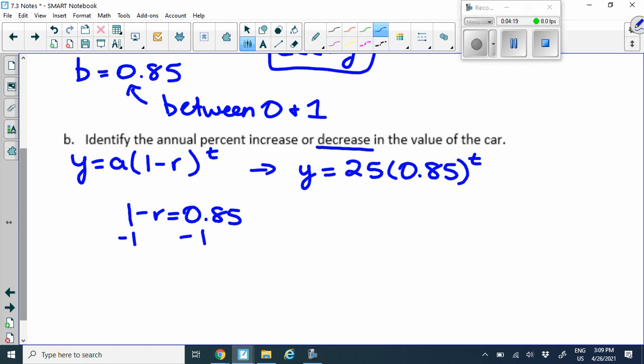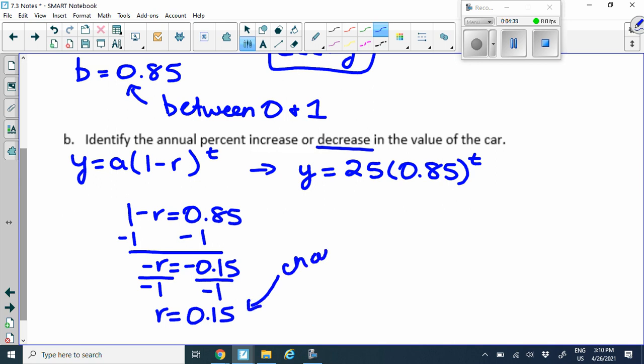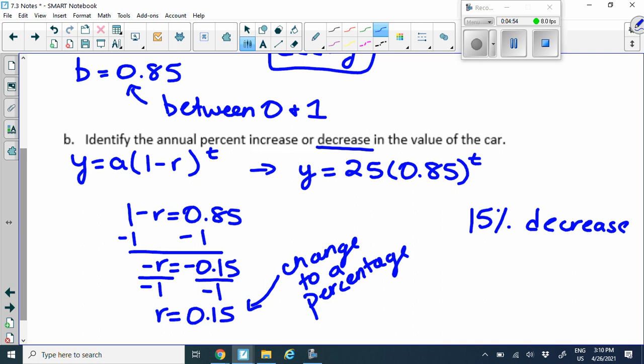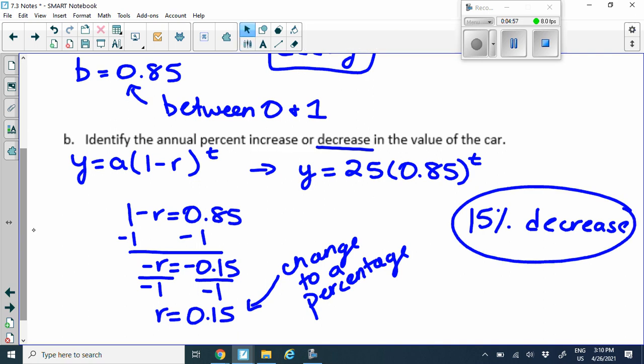So I'm going to subtract 1 from both sides. I get negative r equals negative 0.15. Divide both sides by negative 1. So I get r equals 0.15. Now it does ask us for the annual percent, so I do need to change my 0.15 into a percentage. Now, how do I do that? Remember, we just move the decimal over 2 places to the right. So that's going to be 15%. So a 15% decrease. And that'll be your answer there.